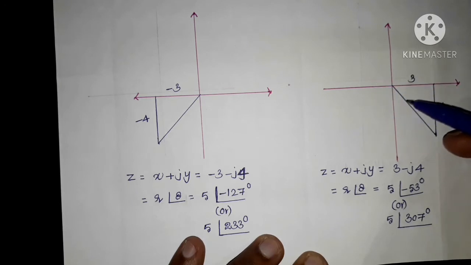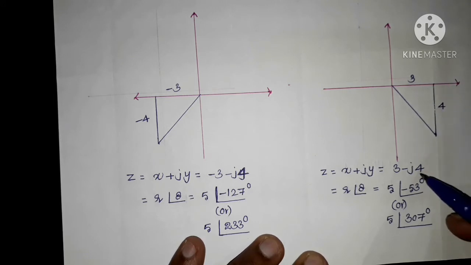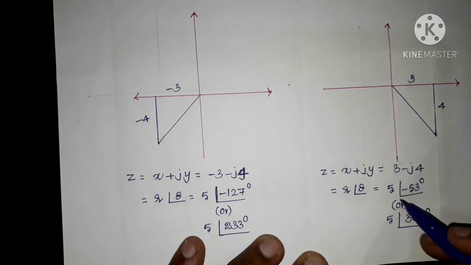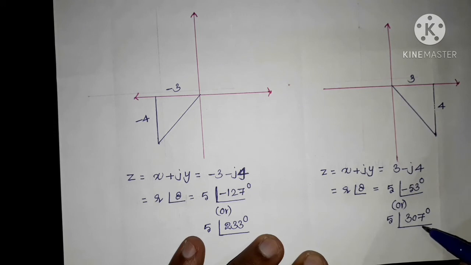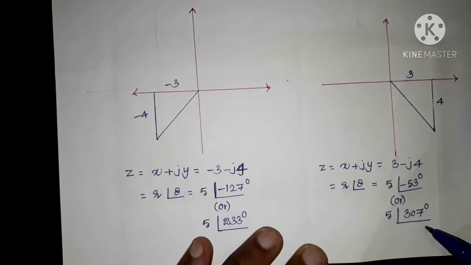So this angle is 307 and this angle is 53. So always, clockwise direction angle is represented with negative values and anti-clockwise direction angle is represented with positive values.